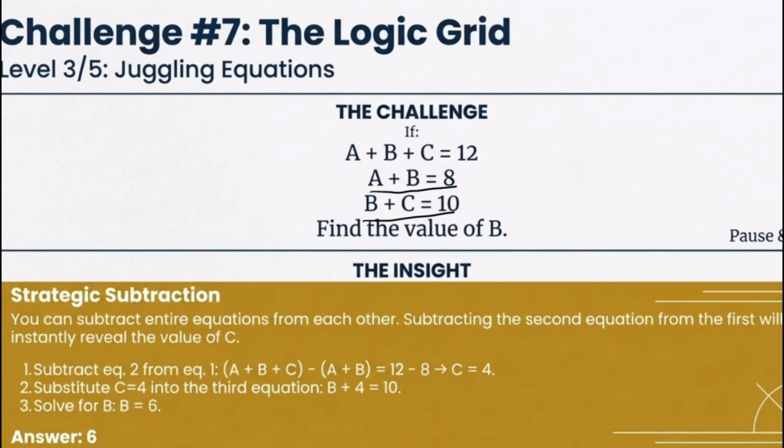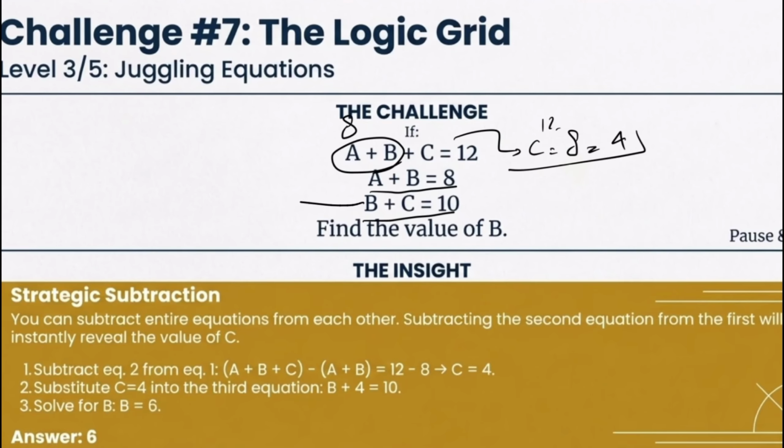So I don't have to do that much work, because in a plus b plus c, as you can see, a plus b is already there. So this is 8. So it means that 8 plus c equals 12. So 12 subtracted by 8 equals what? Equals 4. Then I do have b plus c equals 10 itself, right?